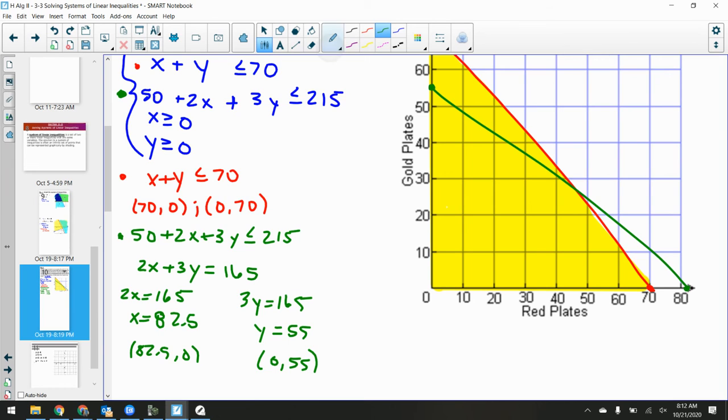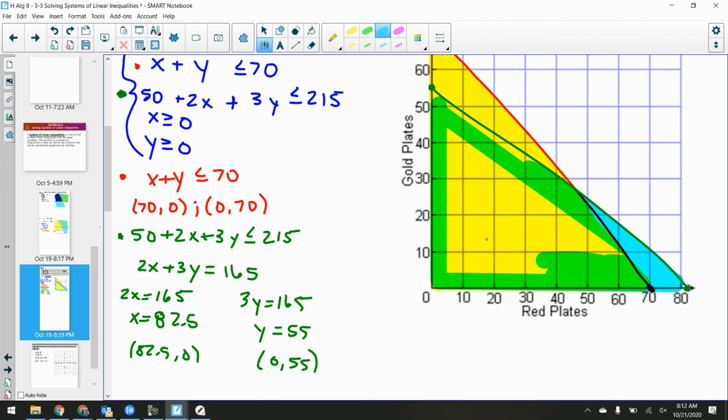Okay. So I go and I shade now. Remember that the shaded region is, if I plug in 0, 0 again, I'm going to get back to my original. 50 plus 0, so 50, is less than or equal to 215, which is a true statement. So I shade on the side of 0, 0. Looks green until I go away from the overlap. So my green region is my solution region. Okay, what is that telling me? That's telling me that any combination of plates within the green region would be a solution.